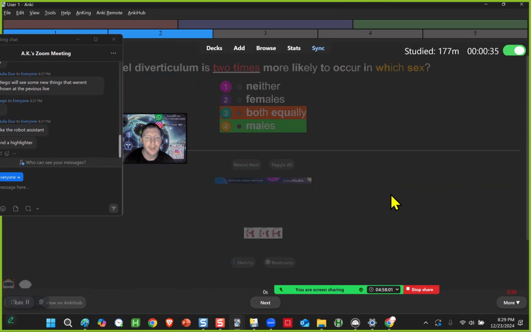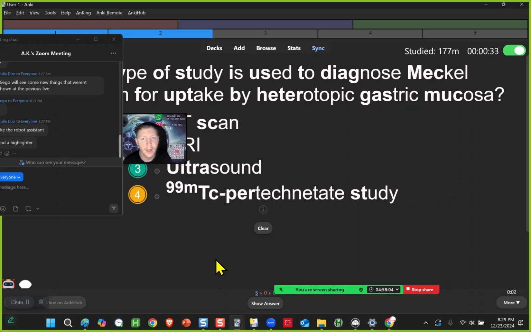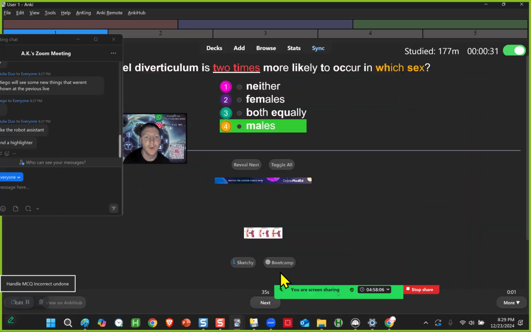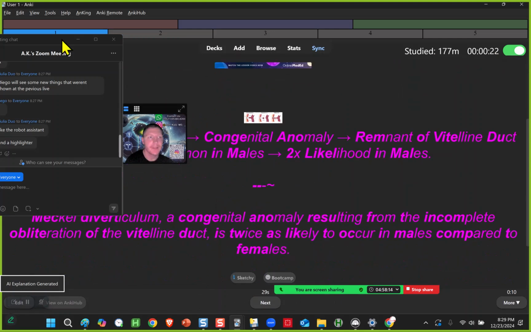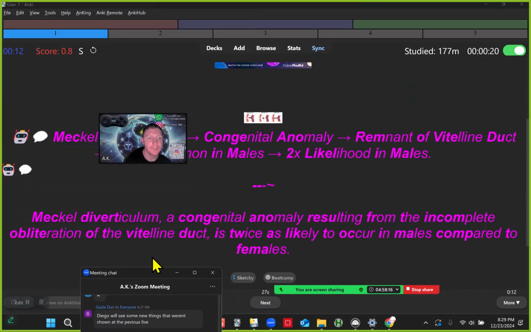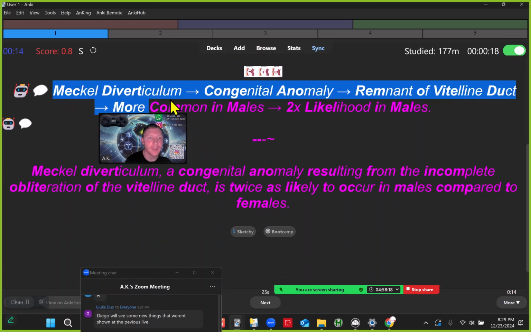this naturally progresses to the next question. So we will undo so we can look at it. Show answer. And it doesn't affect our score to do that. And what we will do is click this robot. We'll generate an AI explanation of this card. And it has a little summary. So now I can look at the summary and I can highlight the summary.